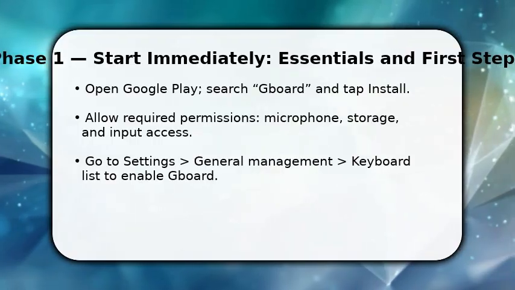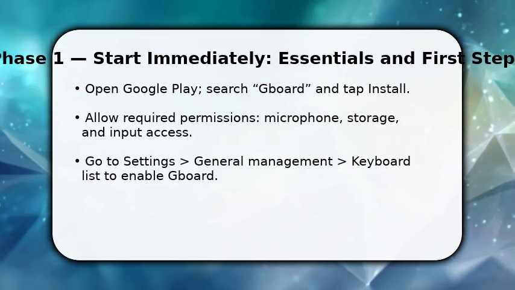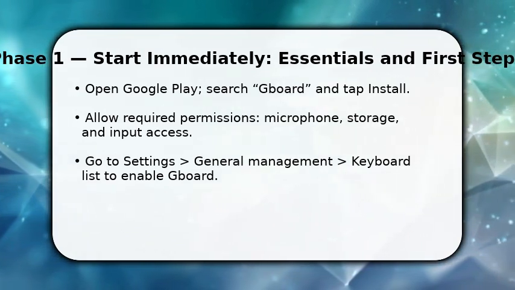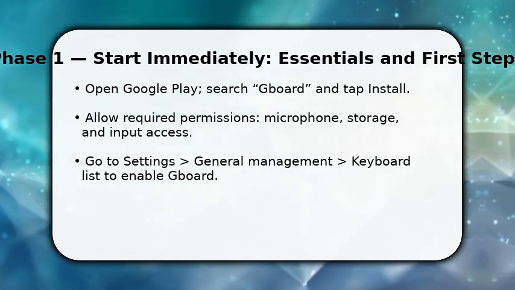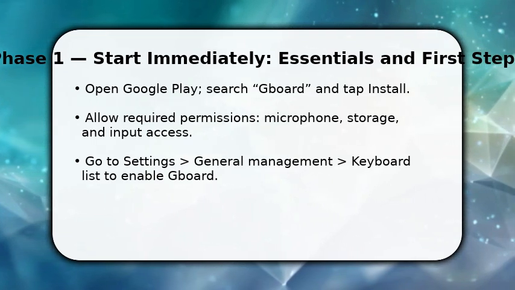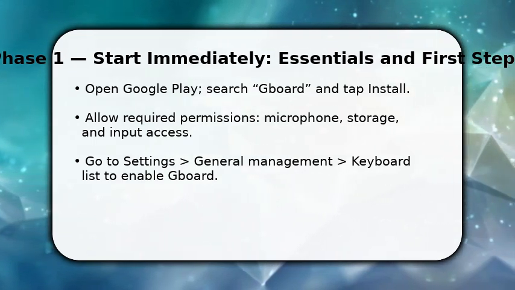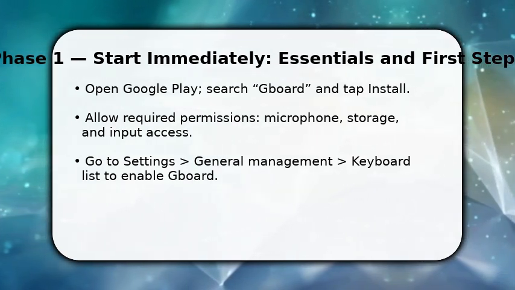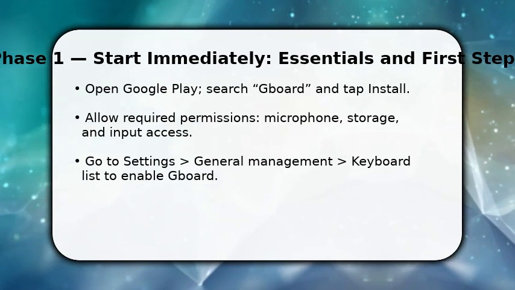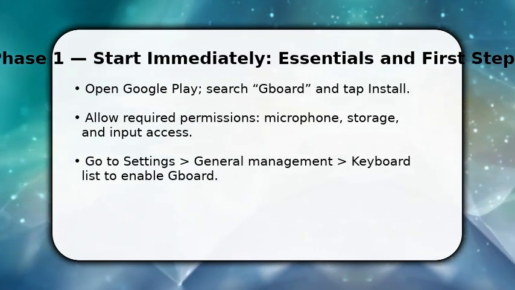You start by installing Gboard. Now, open the Play Store and hit Install. Once done, accept the permissions: microphone for voice typing, storage for personalized suggestions. Next, make sure to enable Gboard in Settings > General Management > Keyboard List. Toggle it on. You'll see a prompt to set default. Choose Gboard to make it primary.